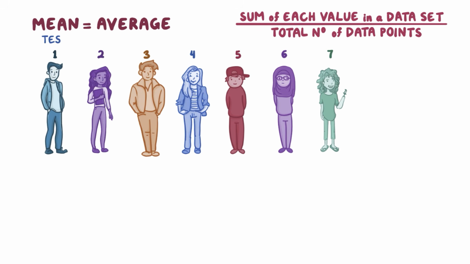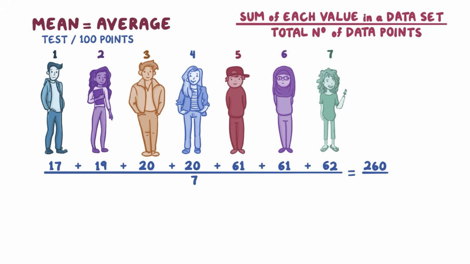Let's say 7 students take a test on biostatistics, and out of 100 possible points, one student got 17, another got 19, 2 got 20, 2 more got 61, and the last student got a 62. The mean score would be the total number of points that they all got added up together divided by the number of students, which is 7. So that's 17 plus 19 plus 20 plus 20 plus 61 plus 61 plus 62, divided by 7, which is 260 divided by 7, which equals 37.14.